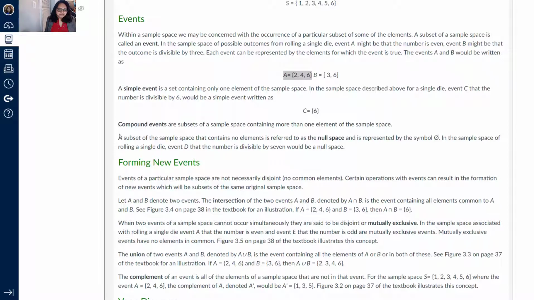So we could have different types of events. We have some names for them depending on what elements we have in each of those events. A simple event would have just one element in there. A compound event would have more than one. A null event would have none of the elements from the sample space. And then we actually give them a symbol.